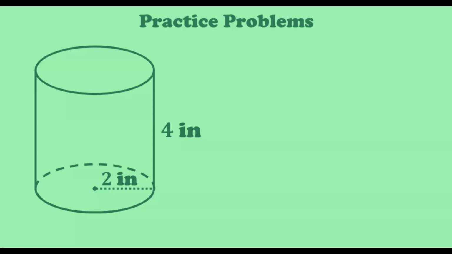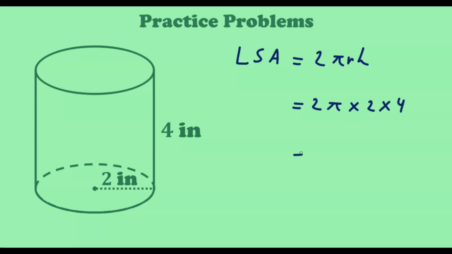Let us consider this first cylinder given over here. We can see that the radius of the cylinder is 2 inches and the height of the cylinder is 4 inches. So first of all, let us determine the lateral surface area. Now that is given by 2 pi r h. So we have 2 pi times the radius, which is 2, times the height, which is 4. Now 2 times 2 times 4 is equal to 16, so we have 16 pi.